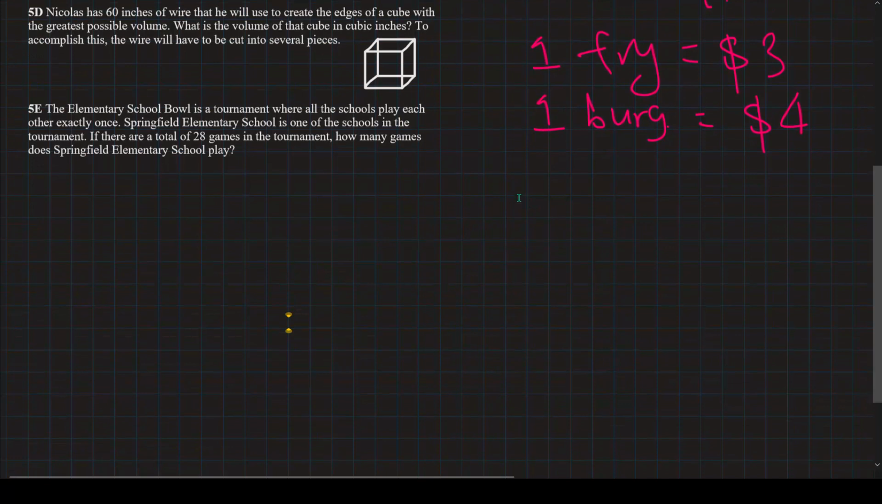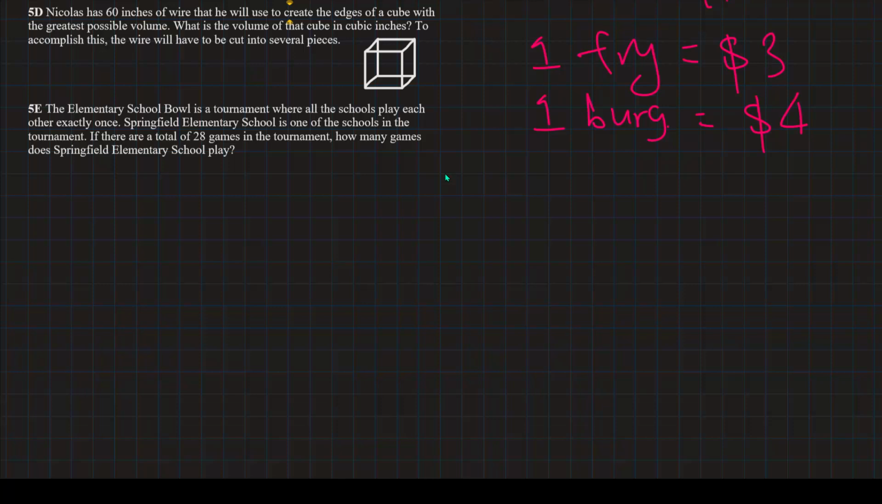Nicholas has 60 inches of wire that he will use to create the edges of a cube with the greatest possible volume. What is the volume of that cube in cubic inches? To accomplish this, the wire will have to be cut into several pieces.